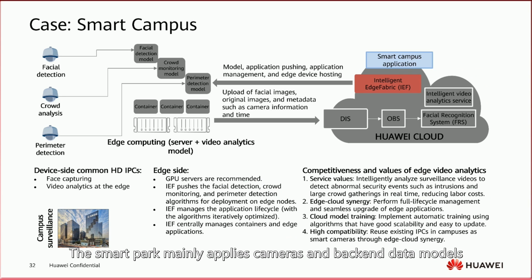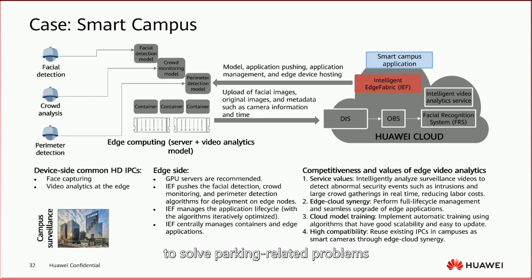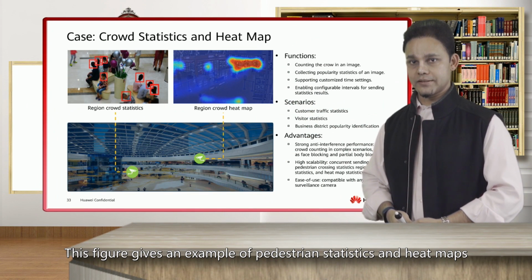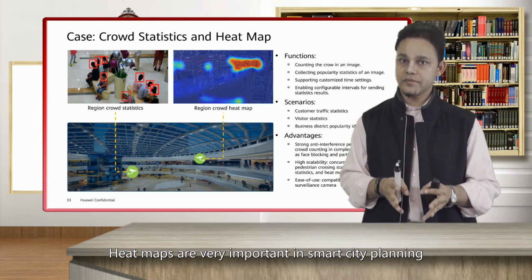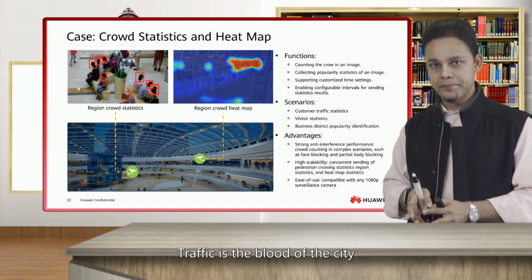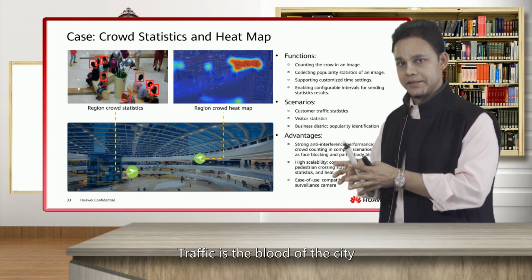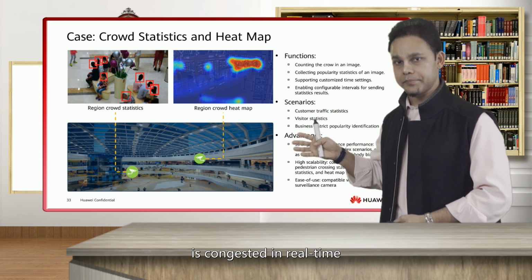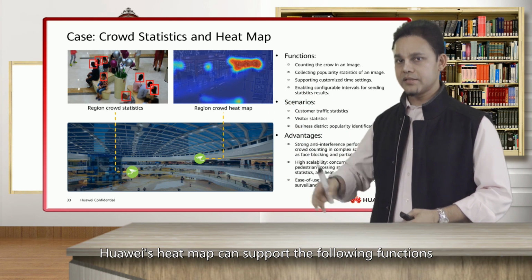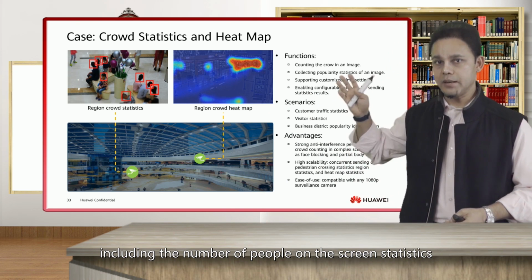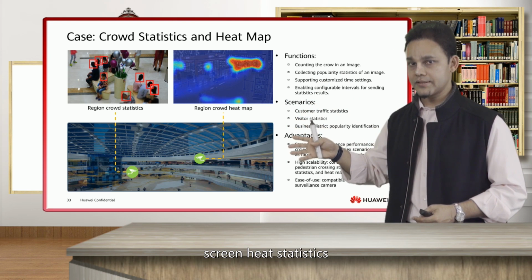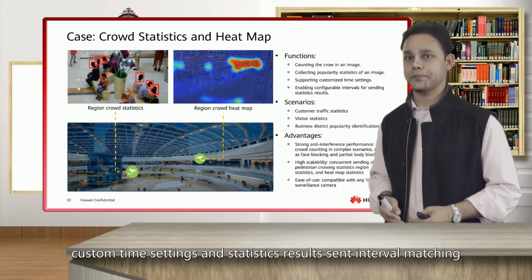The smart park mainly applies cameras and back-end data models to solve parking-related problems. This figure gives the example of pedestrian statistics and heat maps. Heat maps are very important in smart city planning. Traffic is the blood of the city, and the heat map can reflect whether the traffic is congested in real time. Huawei's heat map can support the following functions, including the number of people on the screen, screen heat statistics, custom time settings, and statistic send interval matching.